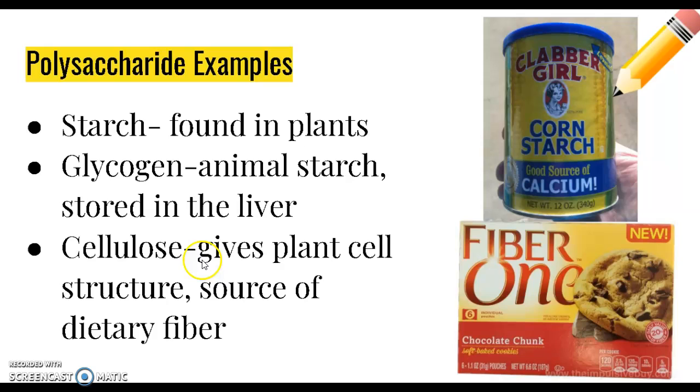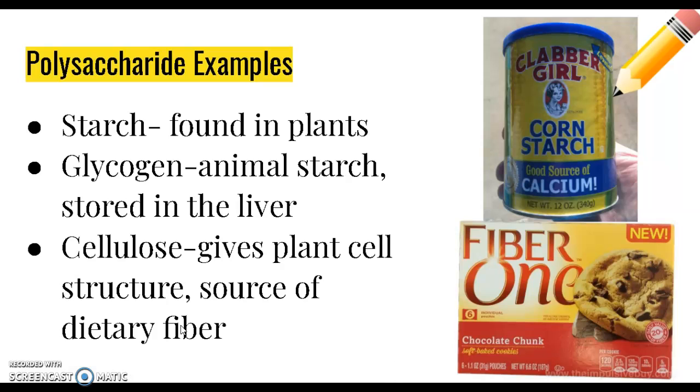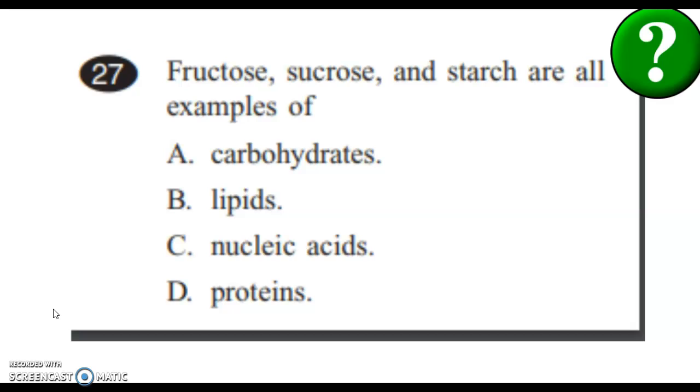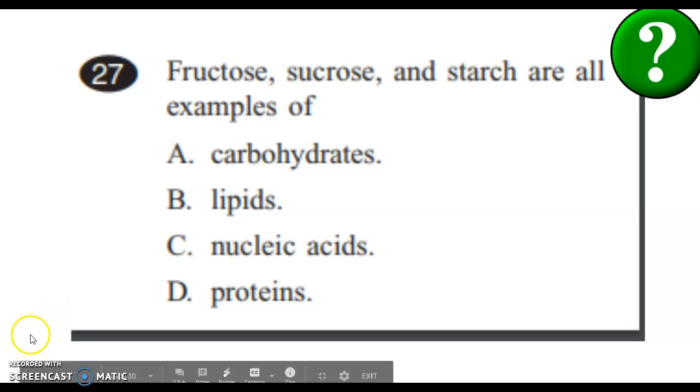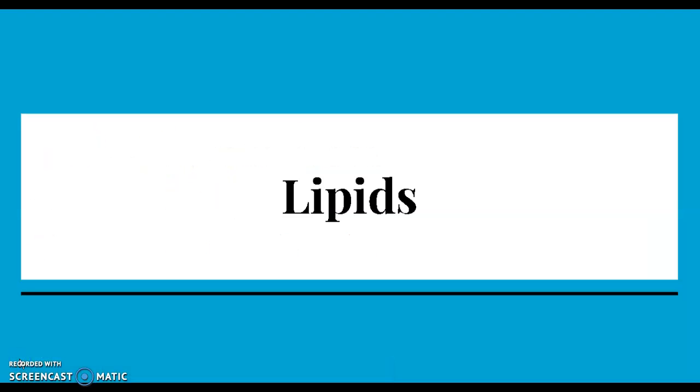Cellulose is a polysaccharide. This is the carb that gives plant cells their structure. Cellulose is important for us, even though we cannot digest it, because it is a source of fiber. It keeps your digestive system healthy and working smoothly. So here's a question for you. Fructose, sucrose, and starch are all examples of A, carbohydrates, B, lipids, C, nucleic acids, or D, proteins. The answer is A, carbohydrates, because we have fructose and sucrose, those end in OSE, so we're talking about a carbohydrate.